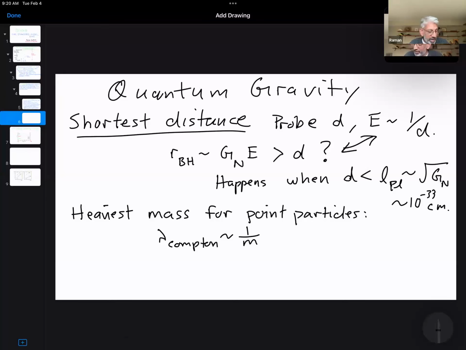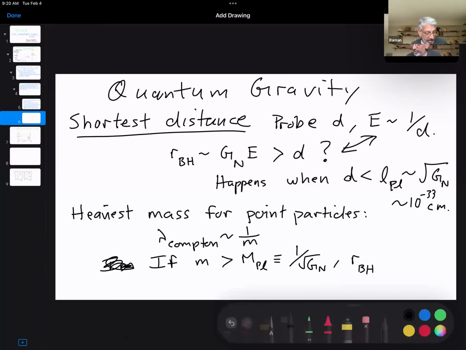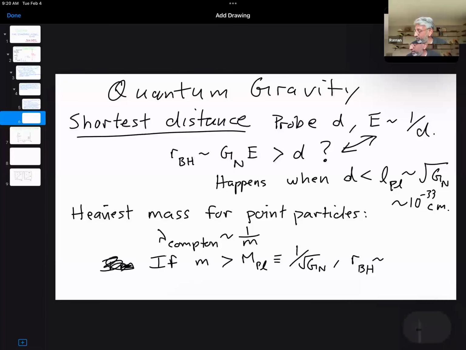But again, in the presence of gravity, there's a danger that if the mass is too big, then instead of looking like a point particle with a Compton wavelength, it will look like a black hole again. So if m is bigger than the so-called Planck scale, which corresponds to 1 over the square root of G Newton, then again there is a Schwarzschild radius or black hole radius that is roughly, up to factors of 2, G Newton times m. And this is bigger than lambda Compton.